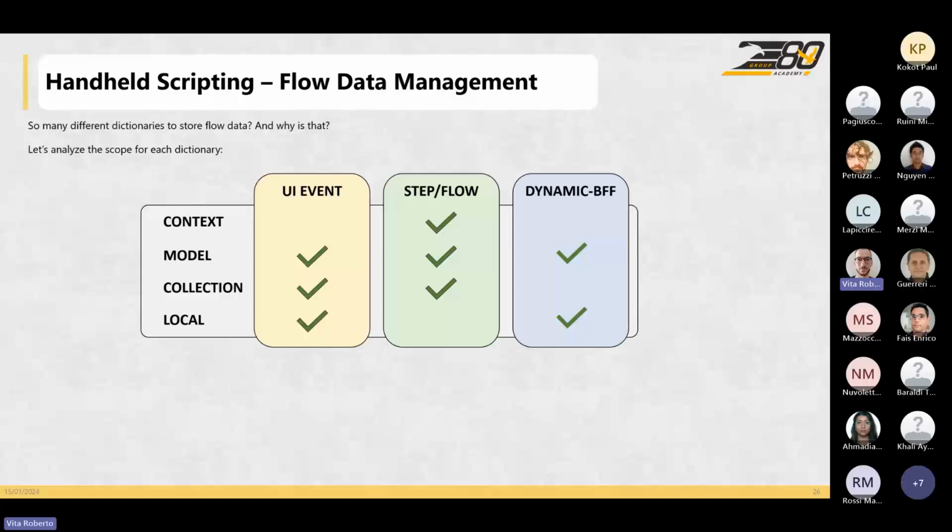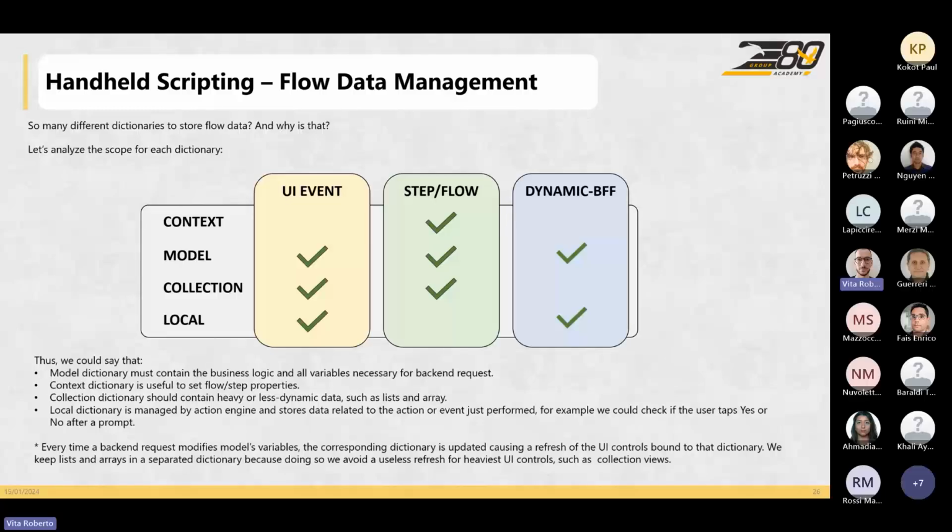Lastly, we have a local dictionary. We didn't say it before. Local is just an automated dictionary created by the application, by the engine, and is used to store some information about the UI event. Of course, local is also shared with Dynamic-BFF, so we could say this information is on the backend side. So the model dictionary should contain all the business logic, all variables necessary for the backend request, of course.